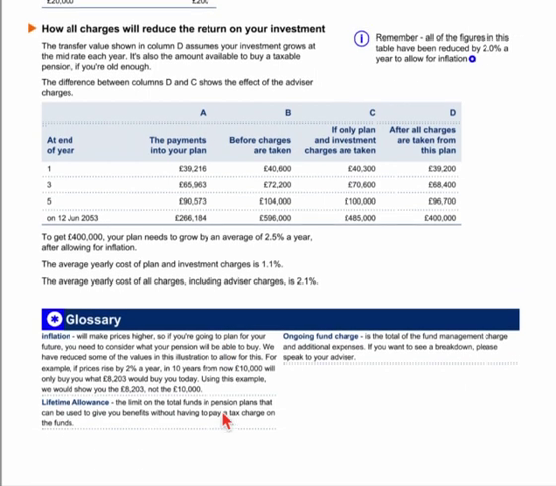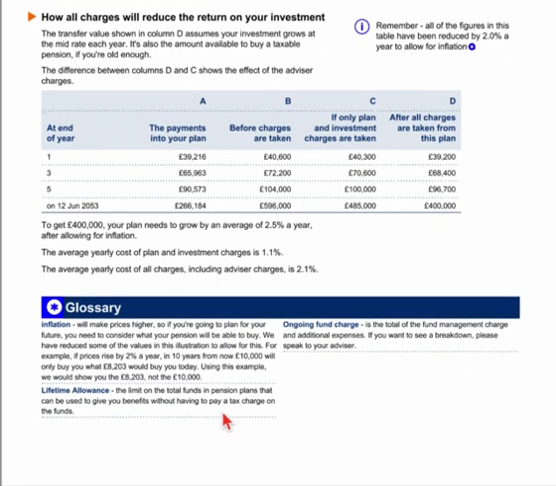So as I said, these are all just illustrations. There's no guarantees in the plan. It's all made on assumptions, and it's here to give you an example. Do you have any questions?